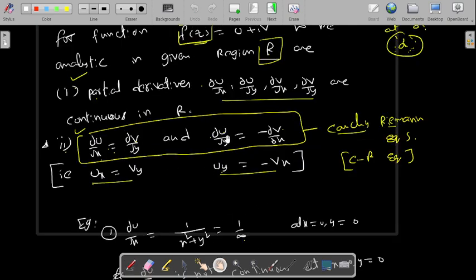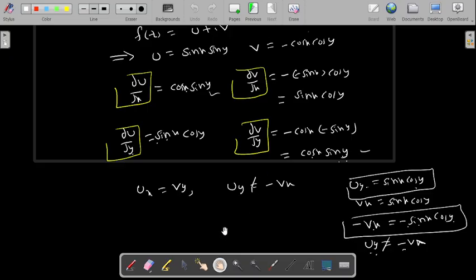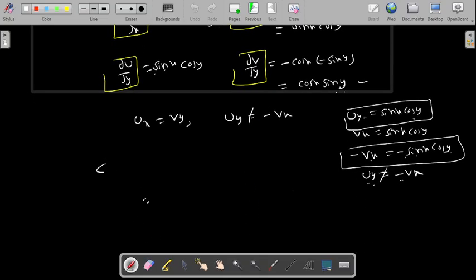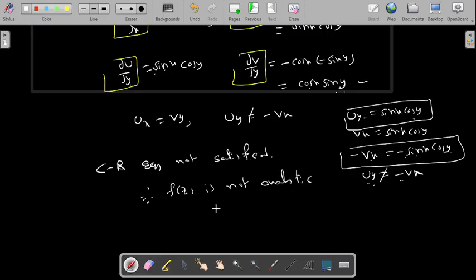Therefore this CR equation is failing. CR equations not satisfied. When not satisfied, f(z) is not analytic. f(z) is not analytic.